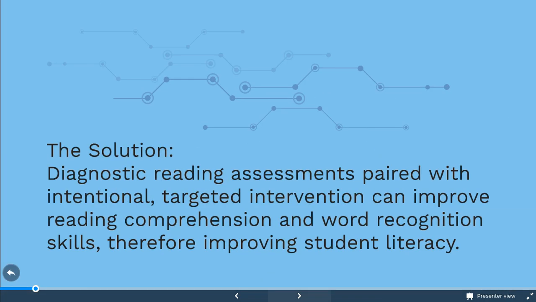The solution: diagnostic reading assessments paired with intentional targeted intervention can improve reading comprehension and word recognition skills, therefore improving student literacy.